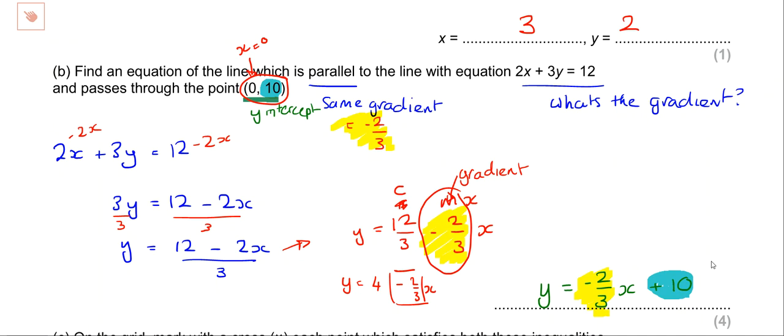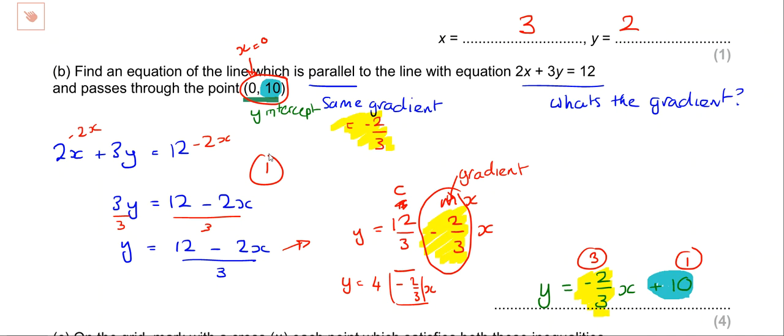How do the marks work for this one? Okay, so I would say you would get 1 mark for putting the plus 10 at the end. Alright, so if you've got the minus 2 over 3 bit right, you can have 3 marks. If you didn't get either of those, but what you did was attempt to rearrange into the form y equals something, I would give you 1 mark for attempting to rearrange, even if you got it wrong.